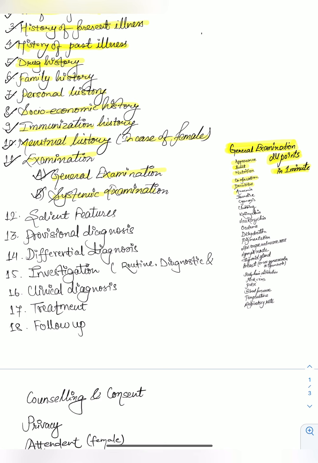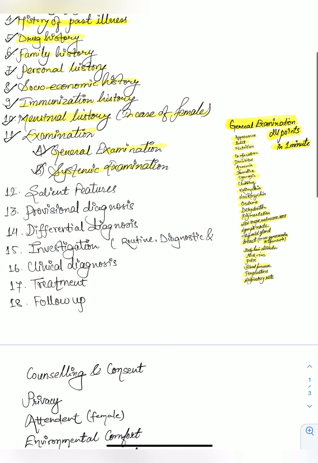Then the sixth point is anemia, then jaundice, then cyanosis, then clubbing, koilonychia, leukonychia, edema, dehydration, pigmentation of the skin, then lips, tongue, oral mucosa, nose, lymph node, thyroid gland, breast to see gynecomastia or lipomastia. Body hair distribution, neck veins, pulse, blood pressure, temperature, and respiratory rate. So these are the 24 points.